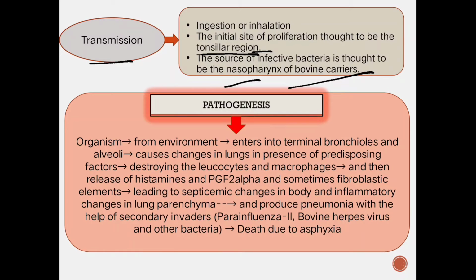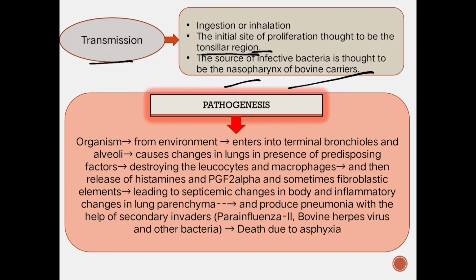Now let us look at the pathogenesis. The organisms from the environment enter into the terminal bronchioles and alveoli, or sometimes the organisms are already present in the animal itself. They will enter the bronchioles and alveoli. They cause changes in the lungs in the presence of predisposing factors like stress factors. These are the main predisposing factors.